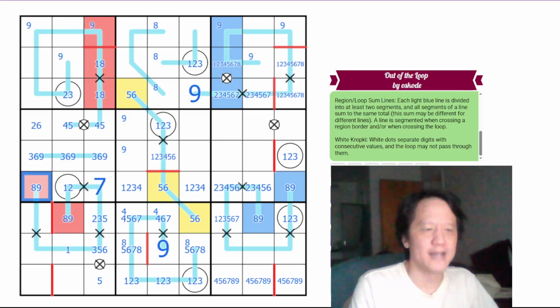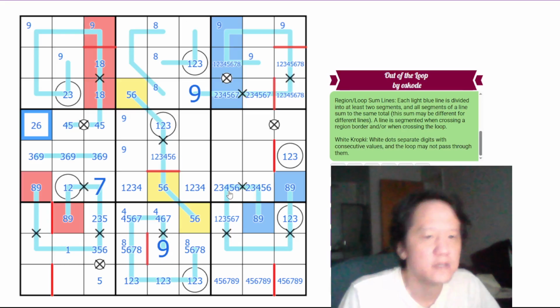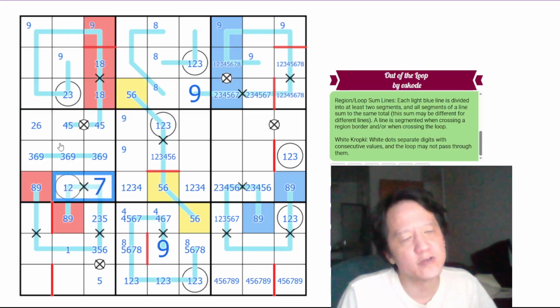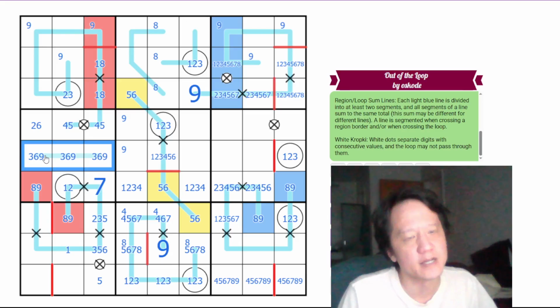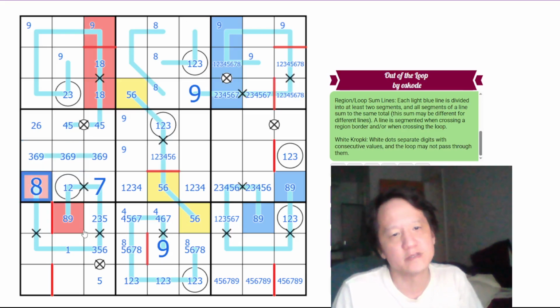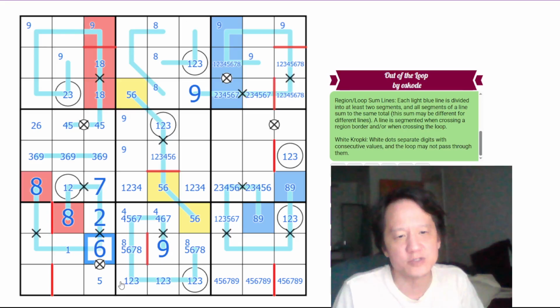If this is 9, this becomes 2, 7, so this is 6. 9, 2, 7, 6, 4, 5. You'd have 1, 3, and 8, which don't add up together. So this must be 8 then. This has to be 8. This is 8. This becomes 2 and 6, which forces this to be 5, 4, 5.